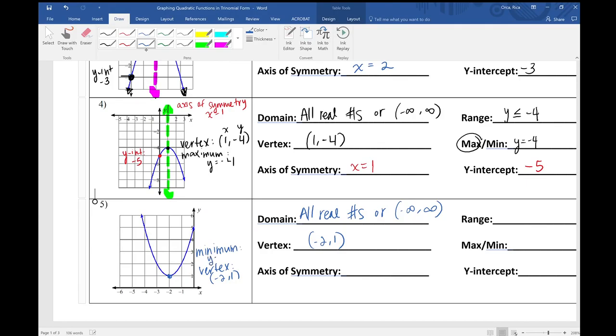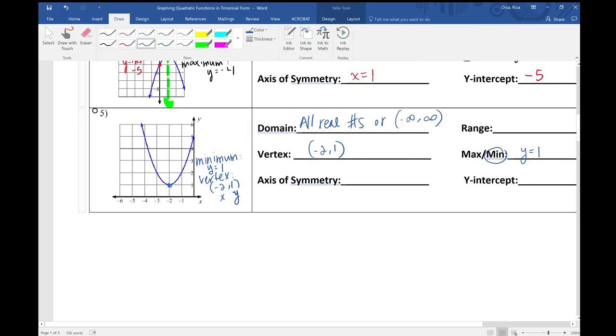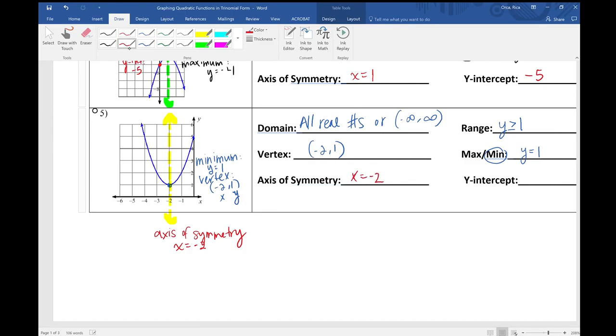And the minimum y value is at 1. Since our lowest y value is at 1, this tells us that our range is going to be y is greater than or equal to 1. The axis of symmetry is at x = -2. Our y-intercept is at 5.